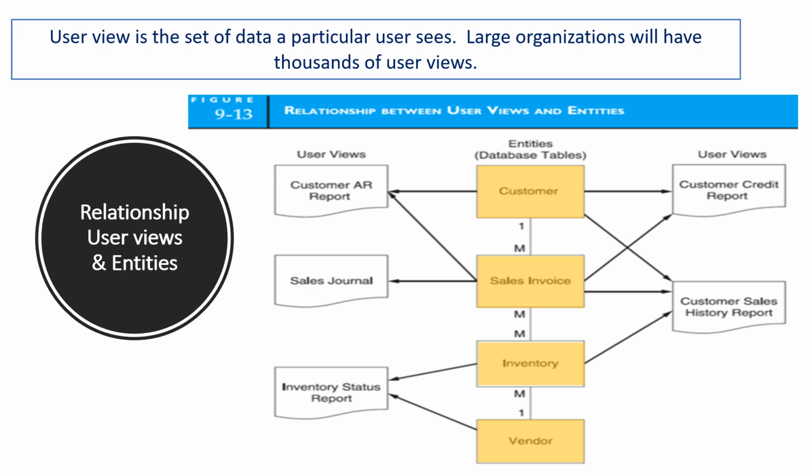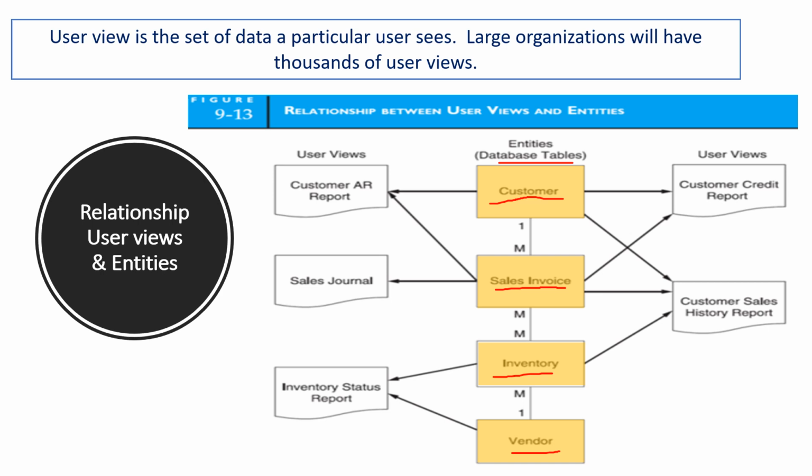How they say this data. A large organization normally will have thousands of user views. Okay, so in this example we have the entities in the middle. Here you can see we have customer, sales invoice, inventory, and vendor. All of those are the entities, tables, database tables.